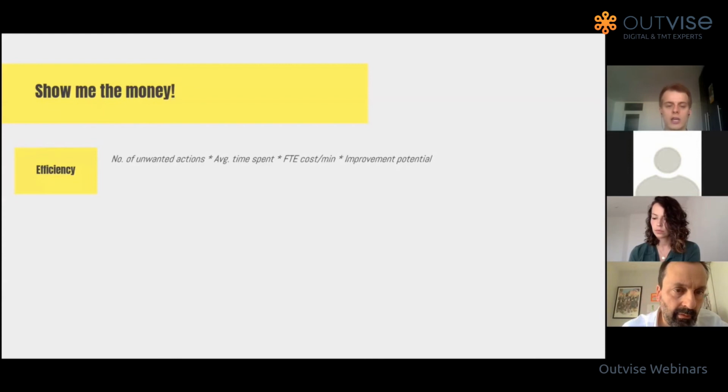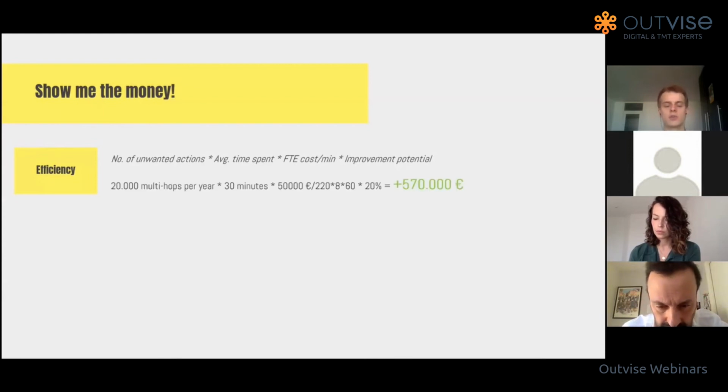And in this example calculation, if you have, for example, 20,000 multi-hop changes in the assignment groups per year, and each one increases the time that you need to work by 30 minutes because of delaying your employees, because new employees have to read into the material and so on, and you have the salary of 50K per year, then with 20% of improvement potential, your total business case will be 570,000 euro per year.